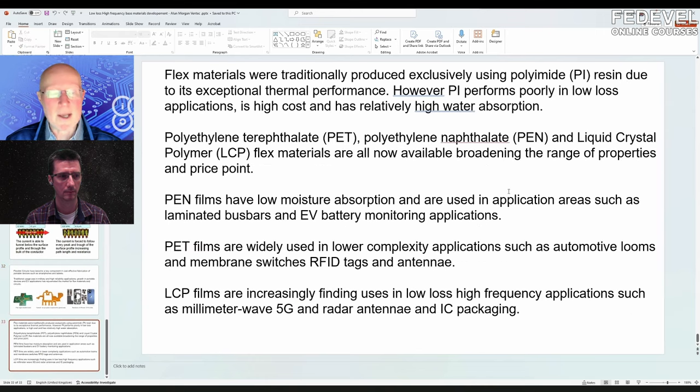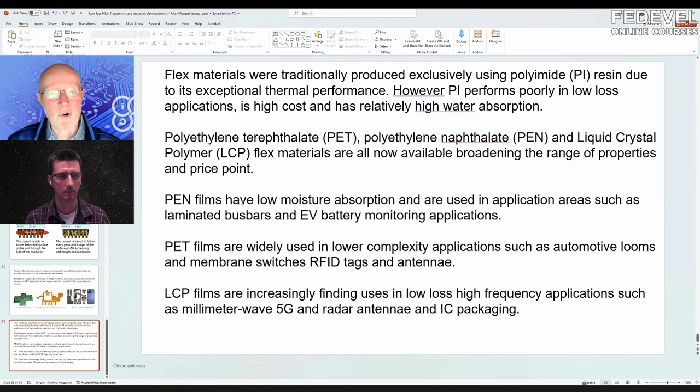This is the very last slide I think we haven't looked at. I talked about polyamide not performing very well in low-loss applications because of the high water absorption. There's a whole range of other materials now, the PET materials, PEN materials, and liquid crystal polymer materials that are broadening the range for flexible as well. So again, it depends on the application area here.